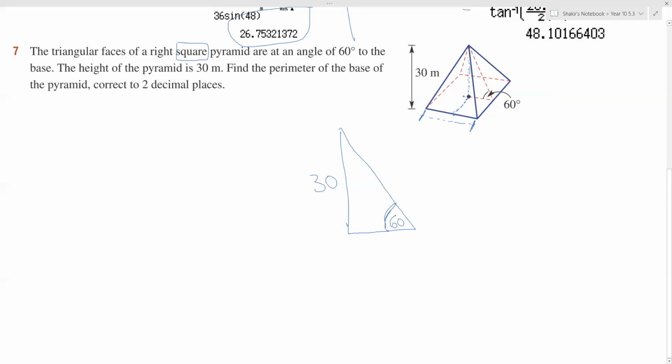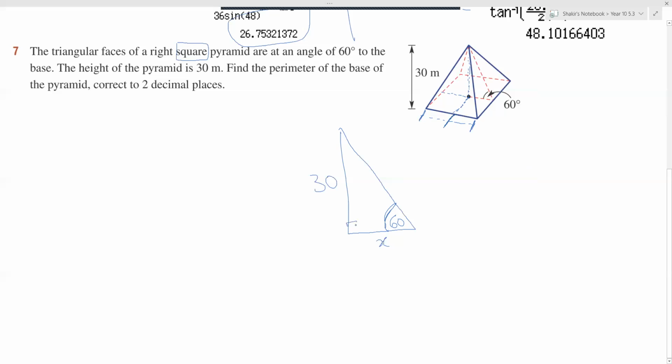Because if I draw this over there, think about it. If I go all the way across, it's going to be double that bit here. So I just have to find x here, and then I can double x, and I will know one side of the square, and then I multiply it by 4, and I'll get the perimeter of the base. So let's see what we can do.